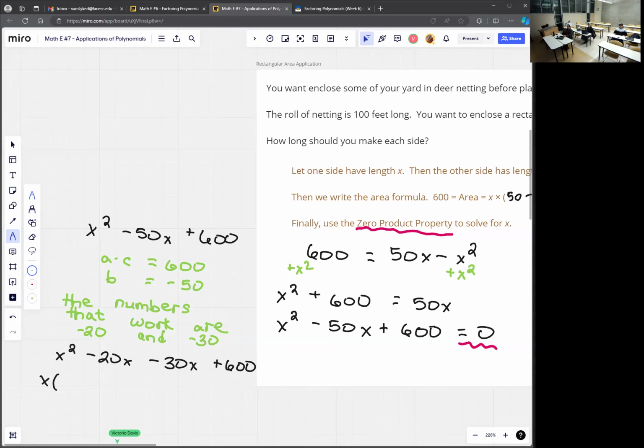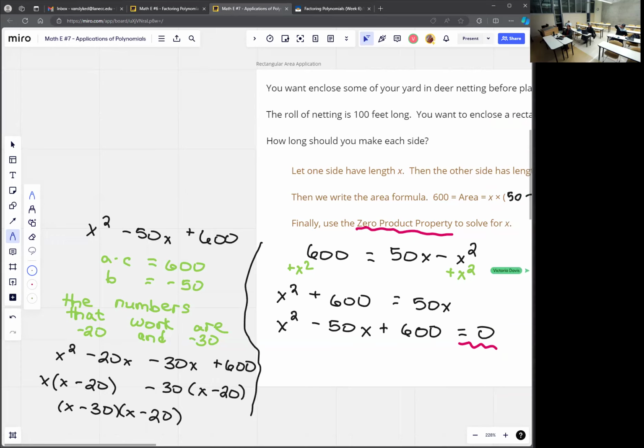From the front, I always get an x. From the back, I want to make it minus so that the thing inside is positive. Minus 30. X minus 20, and then when I unfoil, X minus 30 times X minus 20. Everyone okay with my factoring? So I'm going to rewrite that on my main paper.